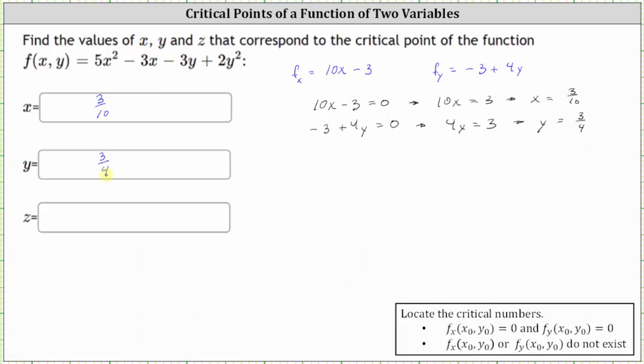To find the z-coordinate, we need to evaluate the function when x is 3/10 and y is 3/4. So now we need to find f of 3/10 comma 3/4, which is equal to 5 times the square of 3/10 minus 3 times 3/10. And then we have minus 3 times 3/4 plus 2 times the square of 3/4.